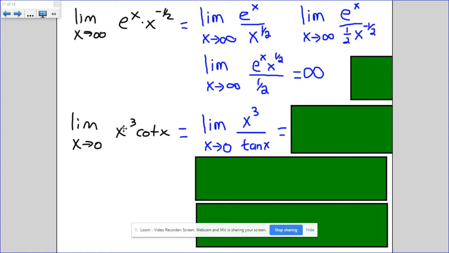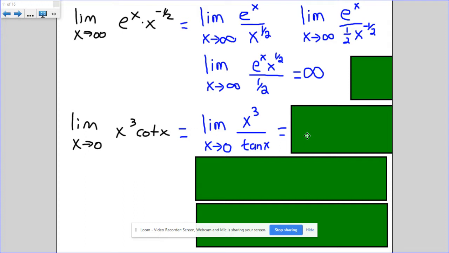So again, I've not used L'Hopital going from this step to this step. I've just rewritten the exact same thing. Cotangent is the same as 1 over tangent x. And now I'm in that fraction form, which is what we know we need to check on in order to use L'Hopital's rule. If I plug in 0, I get 0 cubed, which is 0, over tangent of 0, which is 0. So this is an indeterminate form, which means we can use L'Hopital's rule.